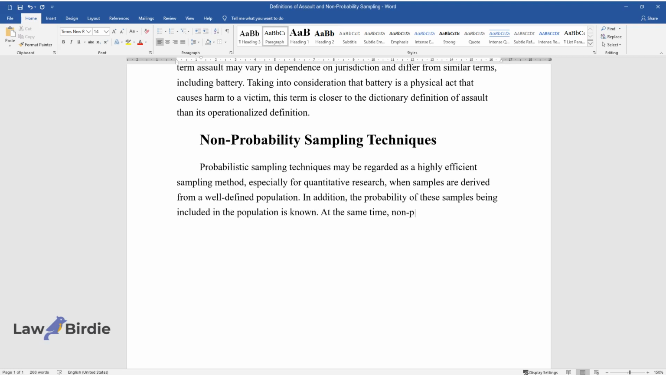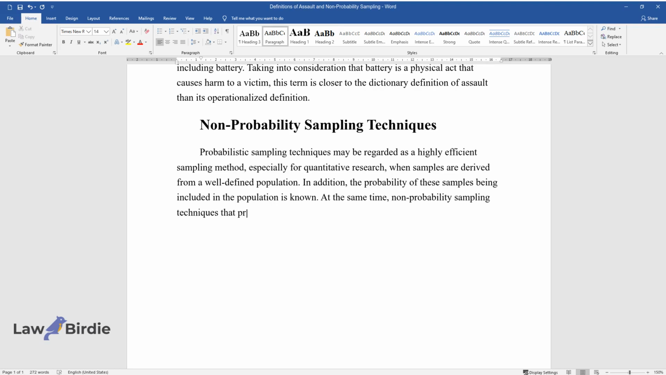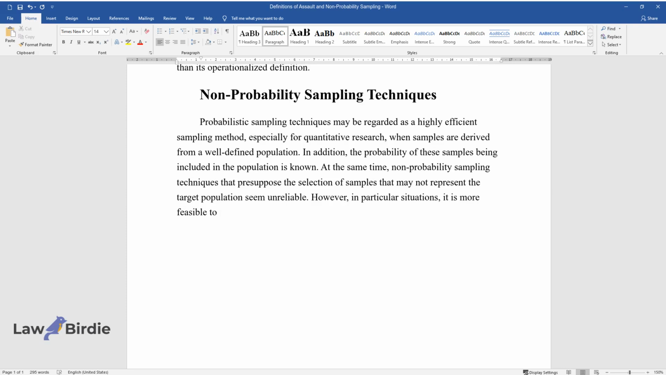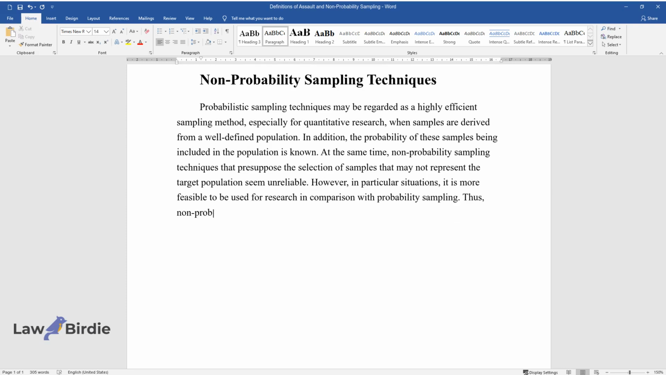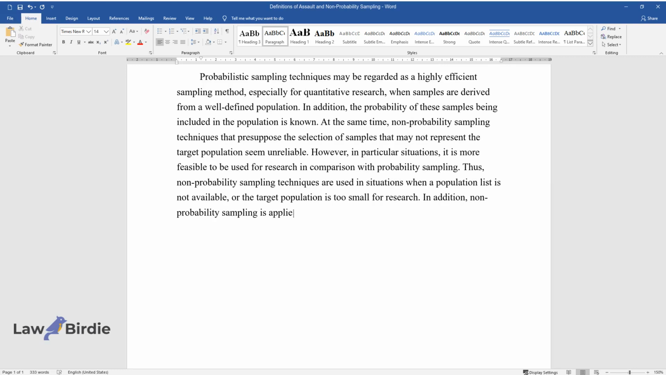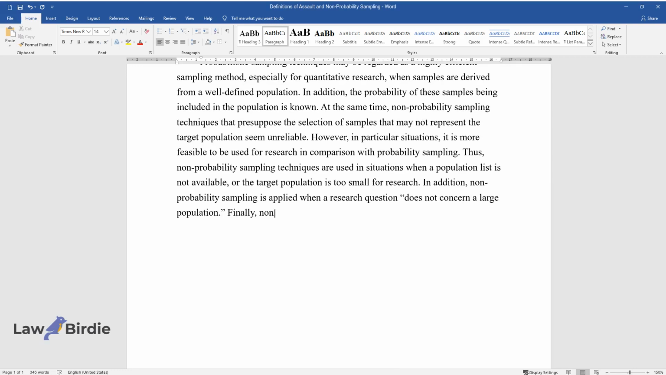At the same time, non-probability sampling techniques, which presuppose the selection of samples that may not represent the target population, seem unreliable. However, in particular situations, they are more feasible for research in comparison with probability sampling. Thus, non-probability sampling techniques are used when a population list is not available or the target population is too small for research. In addition, non-probability sampling is applied when a research question does not concern a large population.